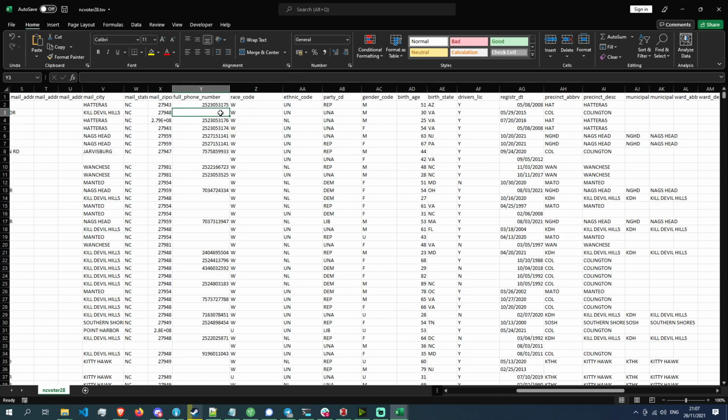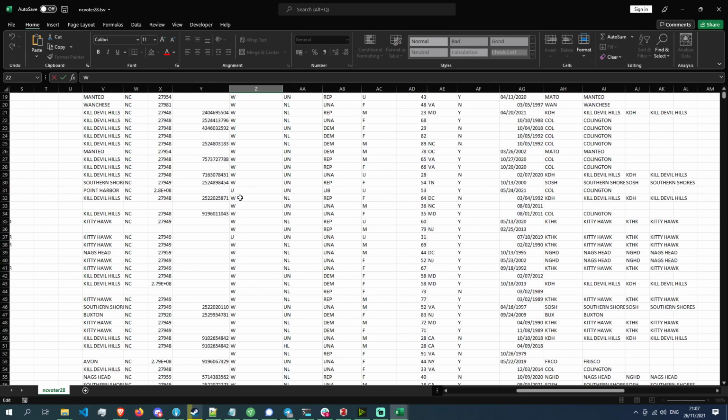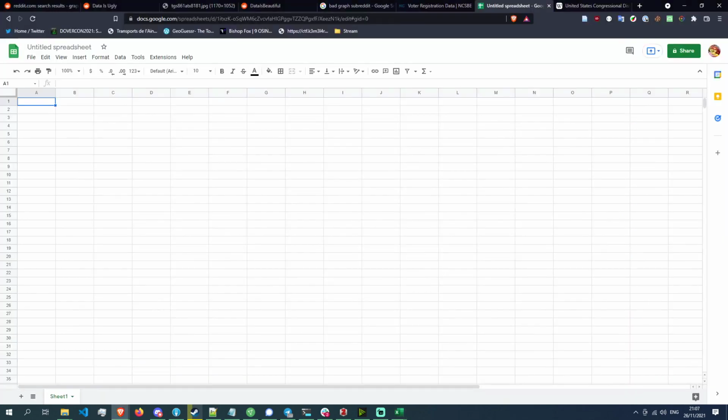Phone number, first of all. Having a nice phone number is always nice. You know, you can call people. If you call this number, it's probably still in service. Race code, white. W for white. Honestly, let's go and check out what the race codes are.